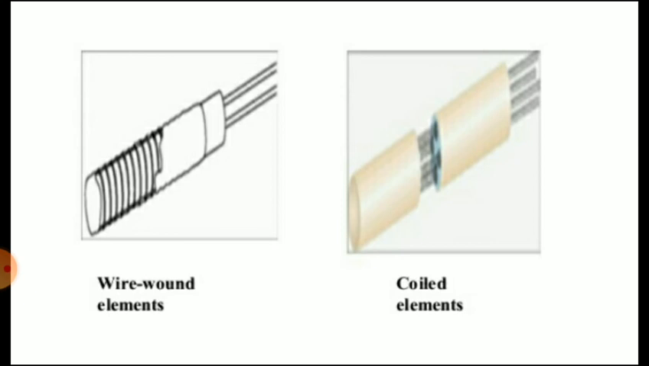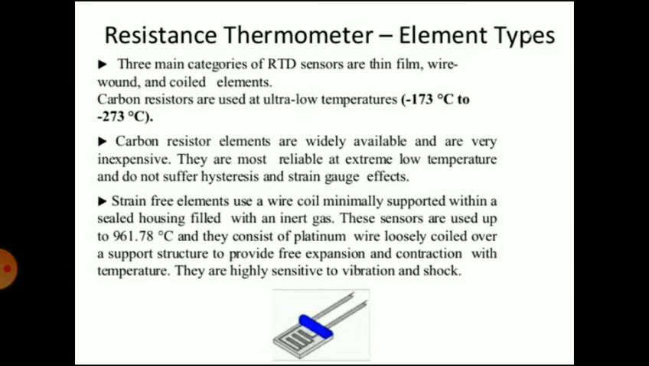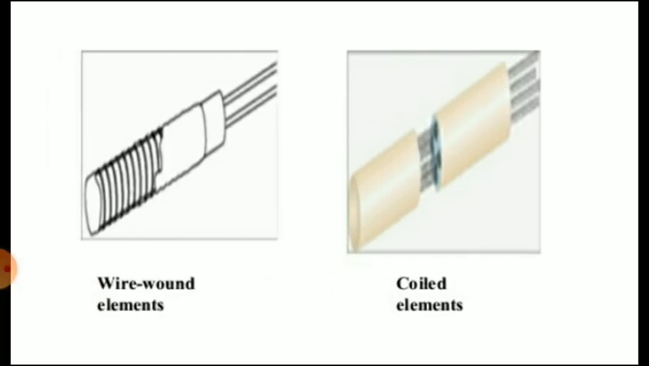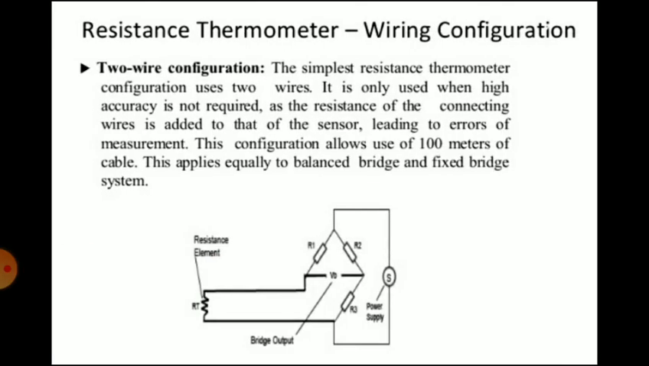So these are the element types of the RTD. One is a wire wound element, another is a coil element. Now the wiring configuration. The two wire configuration is the simplest resistance thermometer configuration. It is only used when high accuracy is not required, as the resistance of the connecting wires is added to that of the sensor, leading to errors of measurement.